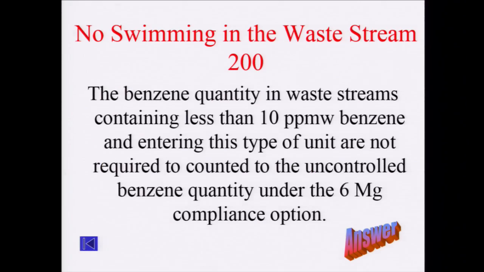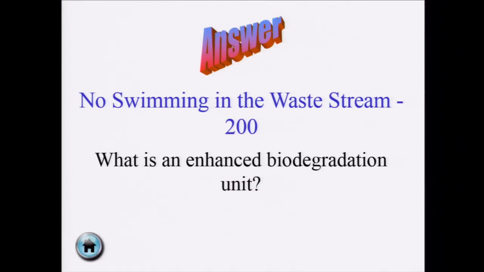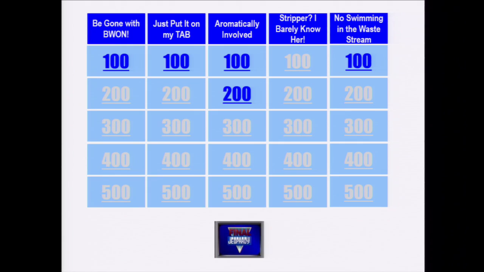The benzene quantity in waste streams containing less than 10 ppm benzene and entering this type of unit are not required to be counted to the uncontrolled benzene quantity under the 6 megagram compliance option. What is the EBU? Yes.